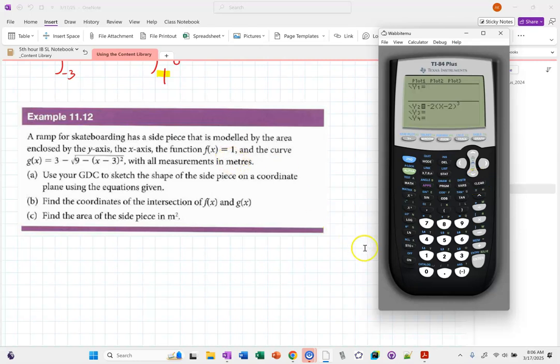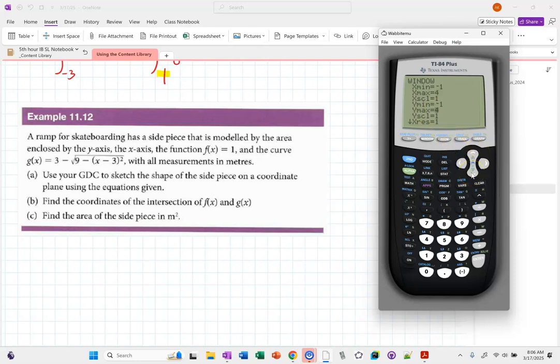So I need f of x equals 1, and then I need 3 minus square root of 9 minus x minus 3 squared. Close the parenthesis. Okay. Now I'm going to reset my window here because it's between the x and y axes. So I'll just take negative 1 as the x min and the y min.